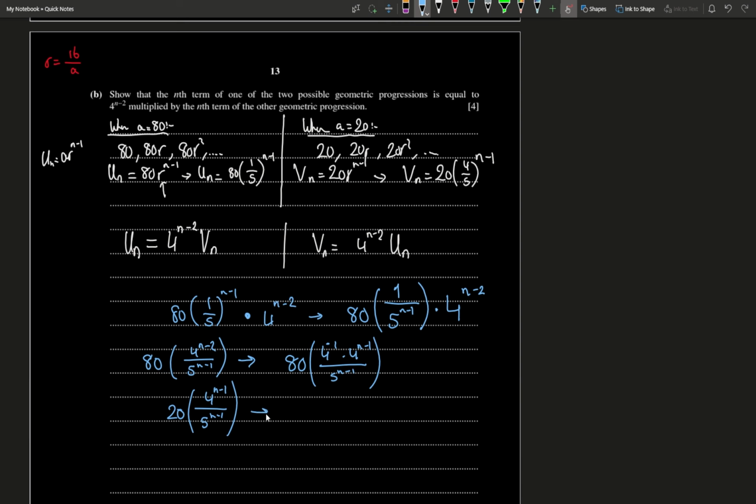We can write this as 20 times 4 over 5, and since we have the same exponent in the numerator and the denominator, we can put it outside as a power on the whole bracket. And we have proved that the nth term of 80 times 1 over 5 raised to the power of n minus 1 multiplied by 4 raised to the power of n minus 2 is equal to the nth term of the other geometric progression, which is 20 times 4 over 5 raised to the power of n minus 1.